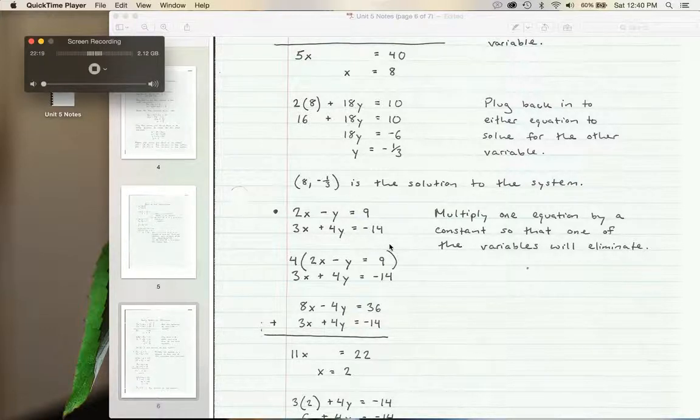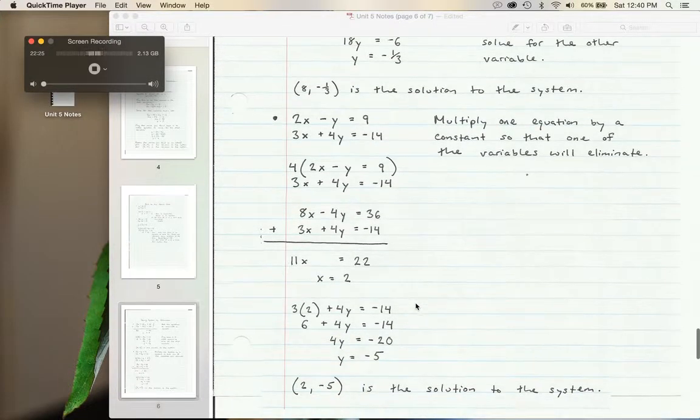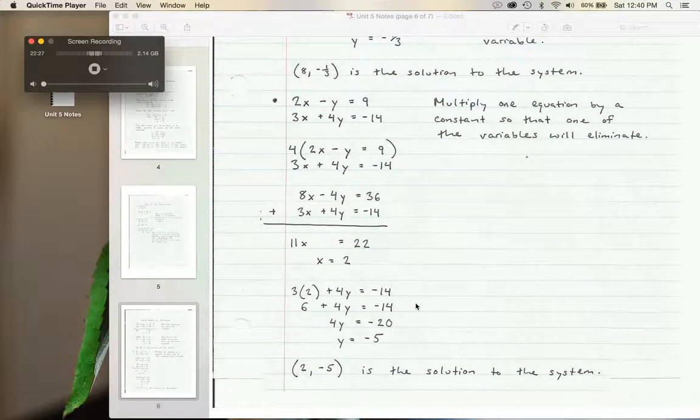From here, once you've eliminated a variable, you can solve for the other and then plug it back in to find the other. So in this way, it's very much related to the substitution method, but it might be able to save you a little bit of time if you try this one.